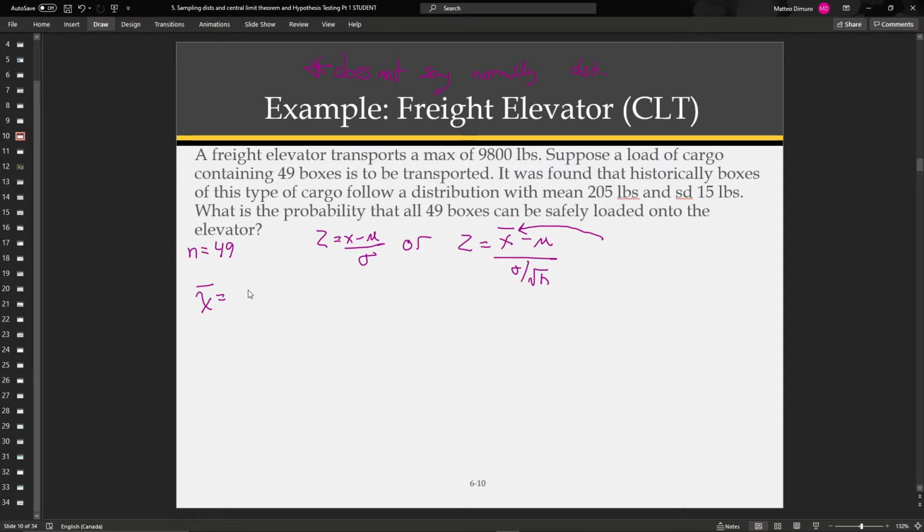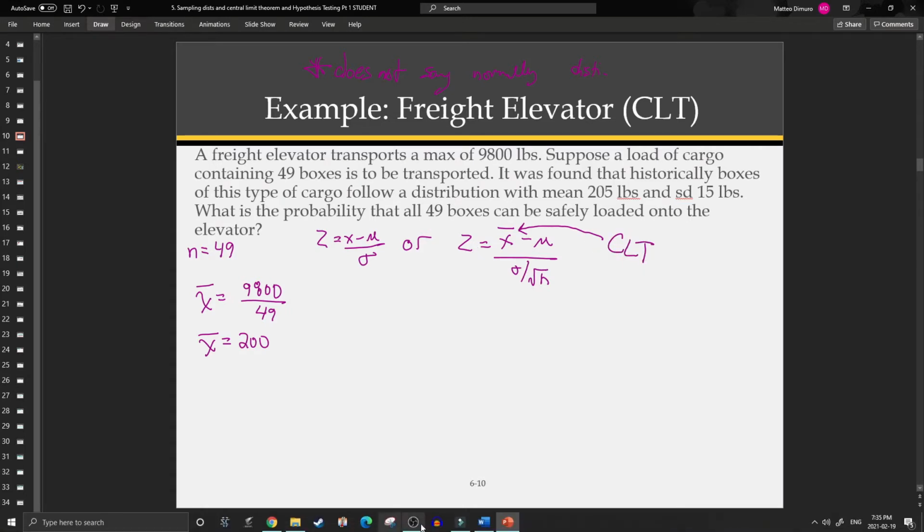It says that 9,800 pounds is the max, and we're going to divide by 49. We're going to get our mean box of 200. So if we have 49 boxes and the max weight is 9,800 pounds, then on average the boxes need to weigh 200 pounds. Then we can go ahead and use the central limit theorem formula, this one here.